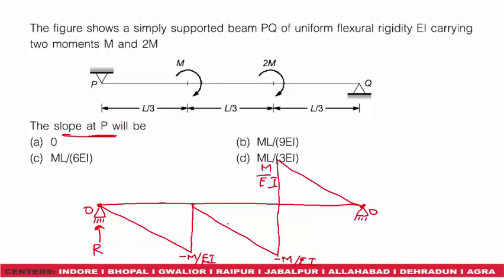So to determine this R1, we can take moment about this point. Summation of moment will be equal to the moment due to this force, which is R1 into L by 3 plus L by 3 plus L by 3, that is into L, minus the moment due to all these loadings. The loading will be like this. Starting from this load, the total load will be half of the base, that is half of L by 3 into M by EI, and the lever arm will be L by 3 plus L by 3 plus 1 by 3 into L by 3.